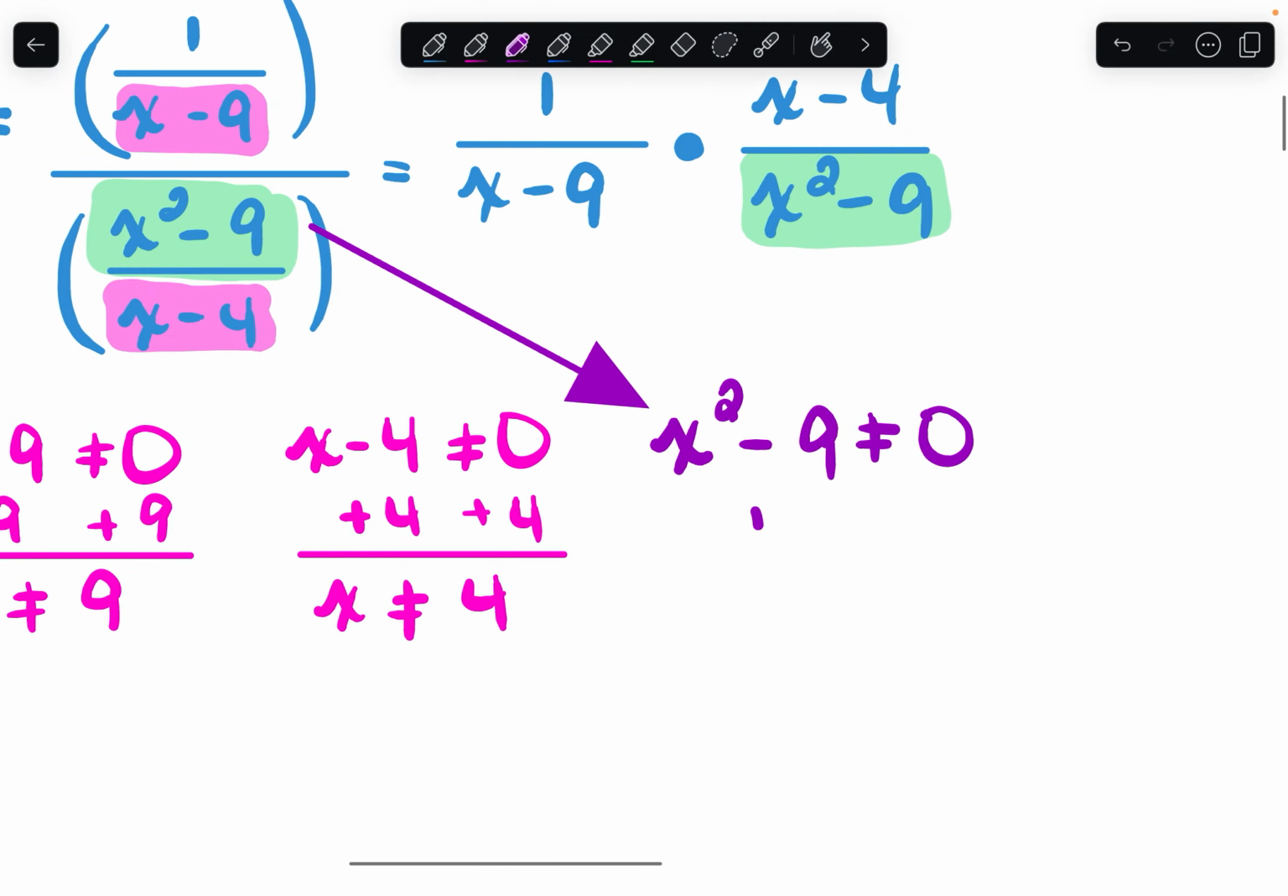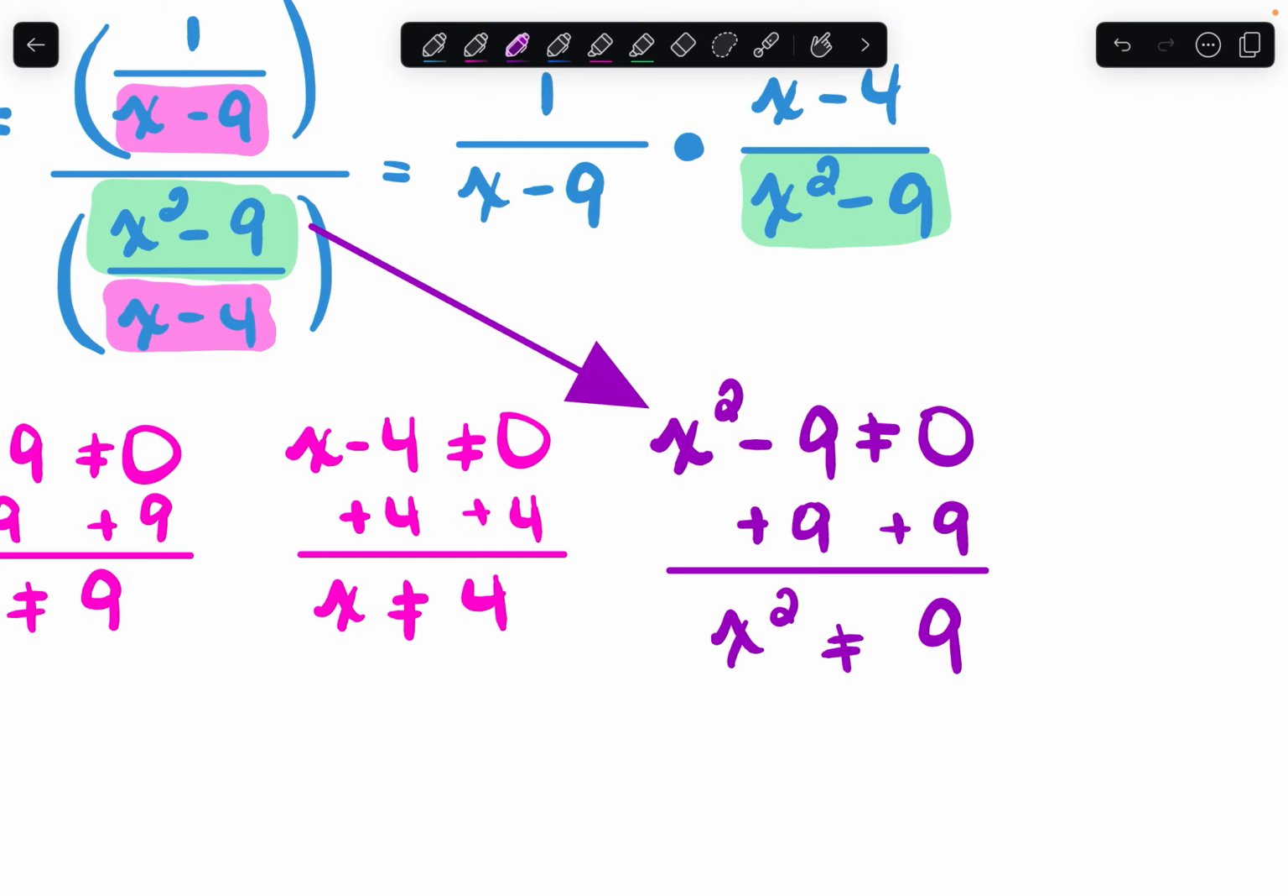So in this case, we would add the 9. So we get x squared cannot be 9, and then to remove that square, we square root both sides, and we want to make sure we do not forget our plus or minus. So x cannot be positive or negative 3.